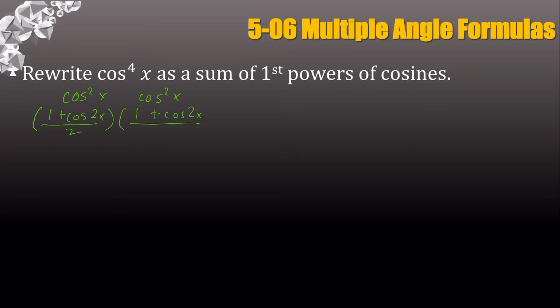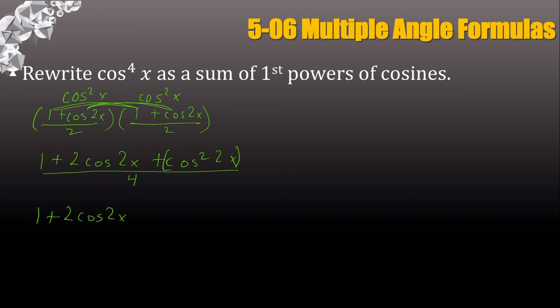For both of them. If we multiply, I'll have 1 times 1, 1 times cosine of 2x and another 1 times cosine of 2x. That would be 2 cosines of 2x. And that would be cosine squared of 2x over 4. 2 times 2 makes 4. Oh, but wait. Right there, that is squared. So we need to use another power reducing formula.